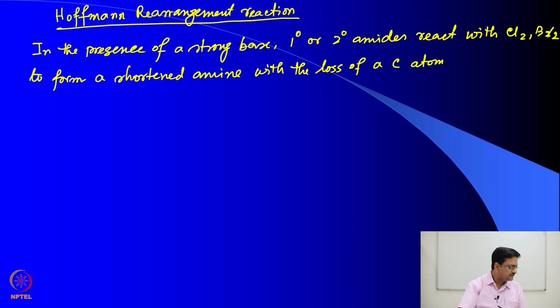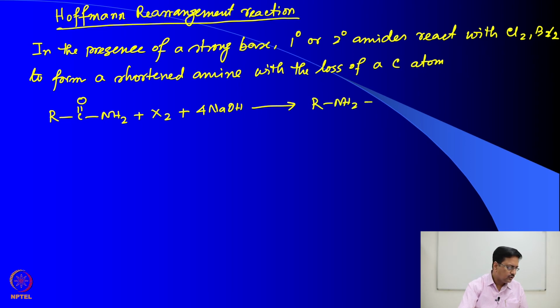So, in this process, the reaction of RCONH2 plus X2 plus 4 NaOH, we get a product RNH2 with the loss of carbon as Na2CO3 plus water plus NaX. So, let us see how this reaction happens, the reaction mechanism.